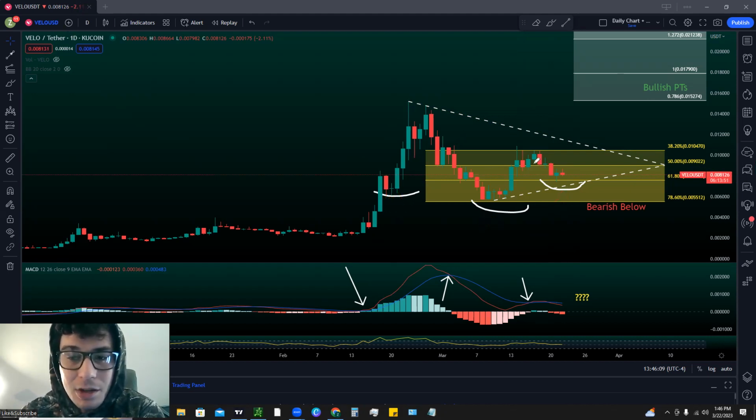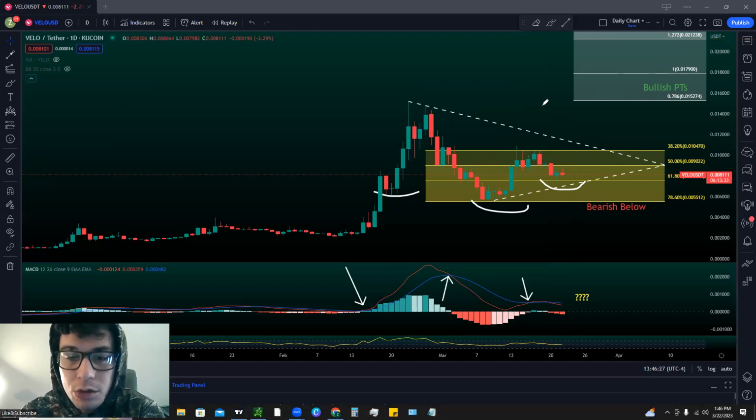So there is a potential that this could play out and send us up here to our first bullish price target, which is going to be 0.0152. Now above there, we have some other bullish price targets of 0.0179 and 0.0212. We'll see what happens if we can hit those.